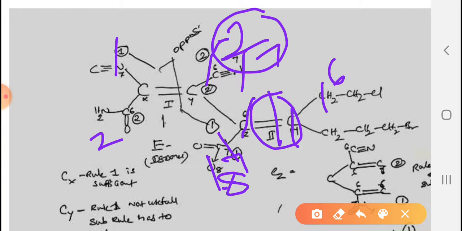One may raise the doubts: here triple bonds are there, here single bonds are there. That is not the point. The first rule should be exhausted first, then only you have to go with the remaining rules. First rule and sub rule should be exhausted. Then only we have to follow the remaining rules. Otherwise, we should not use those rules.